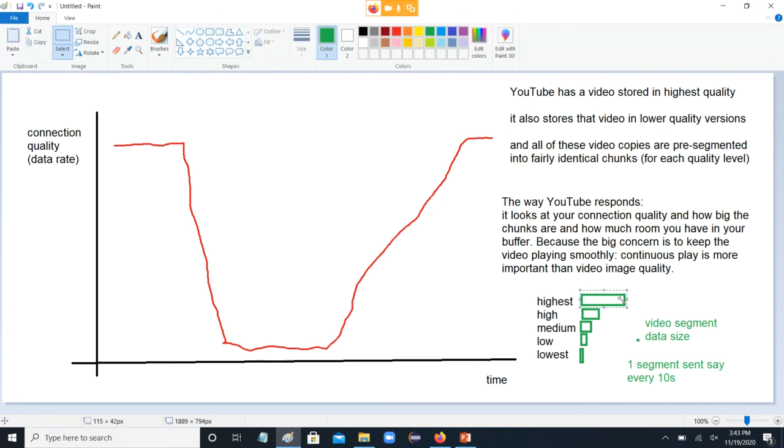And so what YouTube sends you is this. Sends you the highest quality connection, right? It's the highest quality segment. As it's time to get the next segment, YouTube looks at your connection and says, well, it's still great. The buffer's still fine. Boom, we're going to send you another one, right?